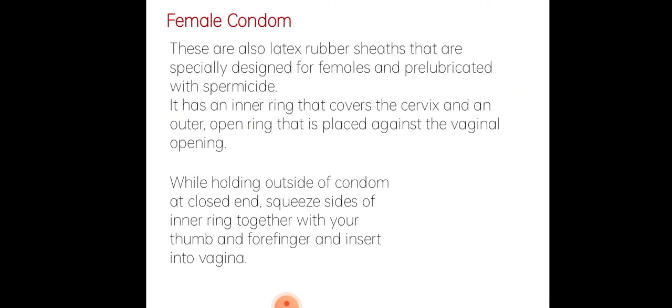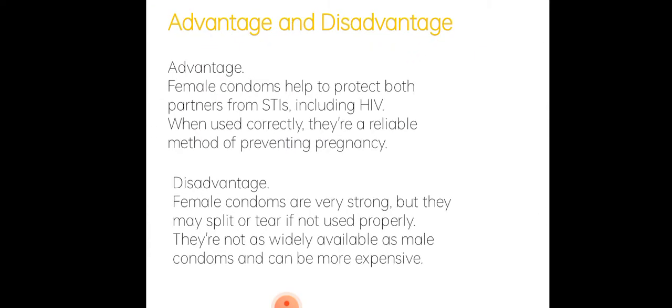Female condom. These are also latex rubber sheets that are specially designed for females and pre-lubricated with spermicide. It has an inner ring that covers the cervix and an outer, open ring that is placed against the vaginal opening. While holding the outside of the condom at the closed end, squeeze the sides of the inner ring together with your thumb and forefinger and insert into the vagina.